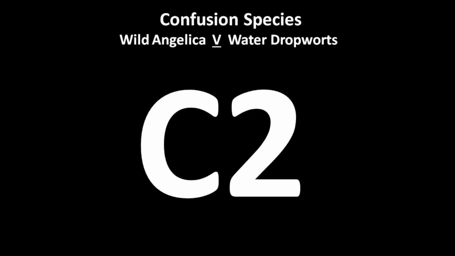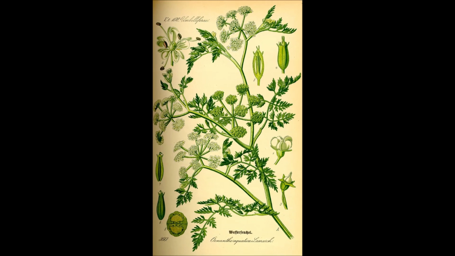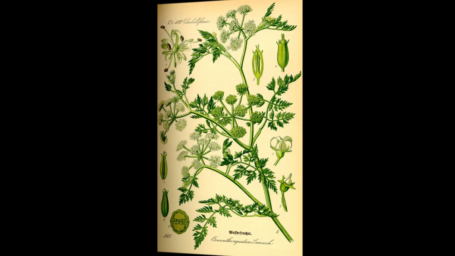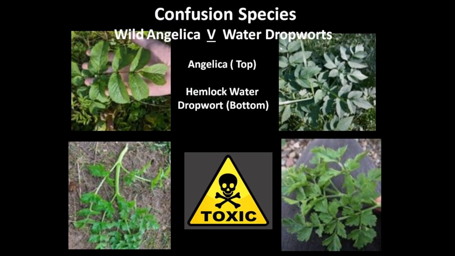In our second confusion species, which shares the same habitat and phenology, we are comparing Hemlock Water Dropwort or Oenanthe crocata with Angelica, and it is absolutely essential that we are able to distinguish the 2 plants. This is not just a matter of taxonomy, but could be a matter of life and death, given it contains a highly toxic poison. Let us allow the plant to speak for itself.